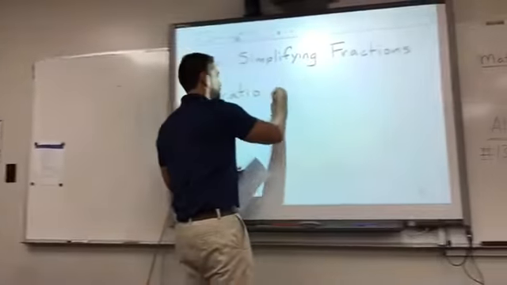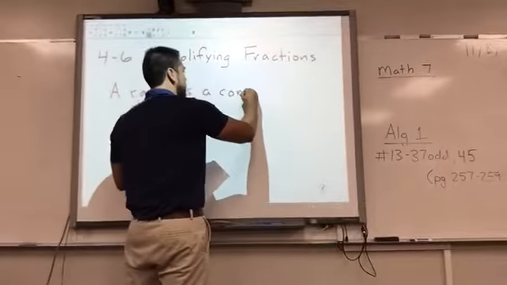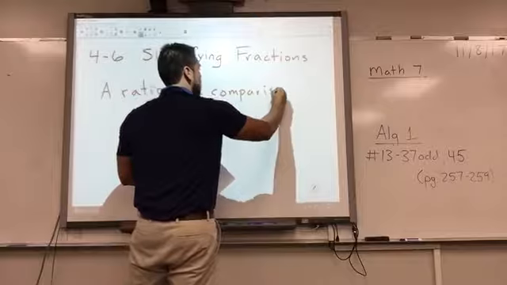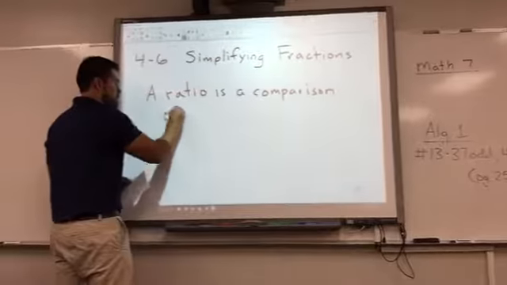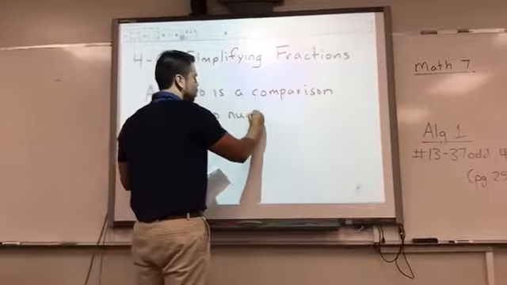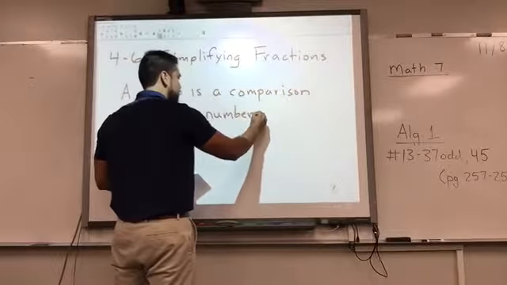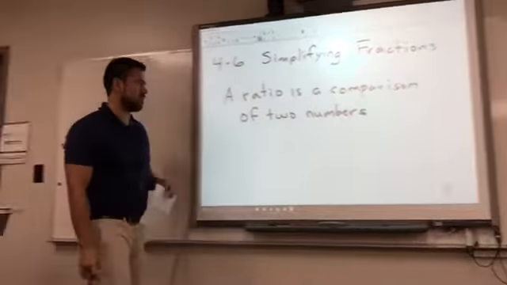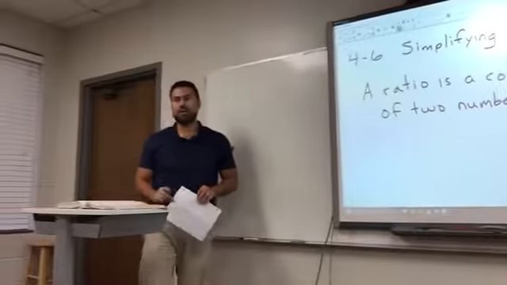A ratio is a comparison of two numbers. That's all you need to know really for a ratio. And it could be more than two numbers, but for our purposes, two numbers is good enough. A ratio is just a comparison of two numbers.